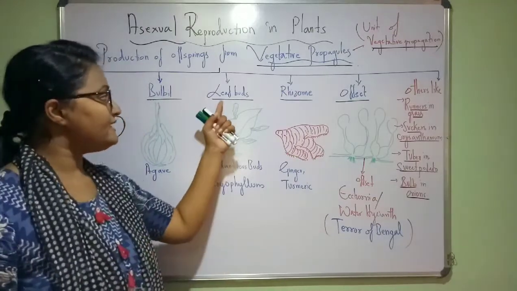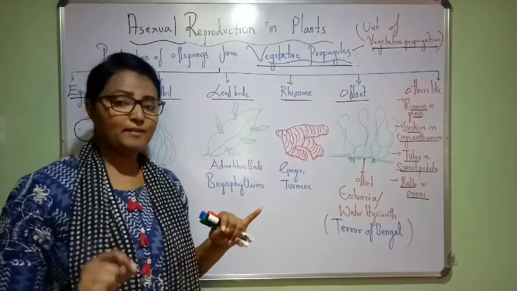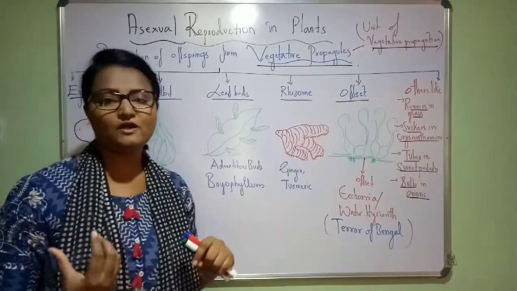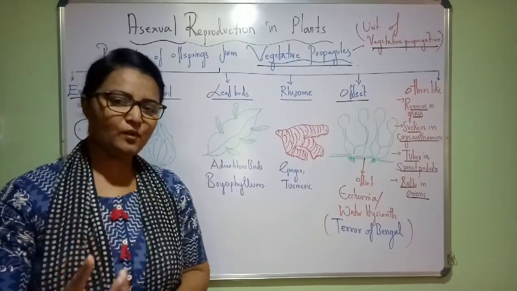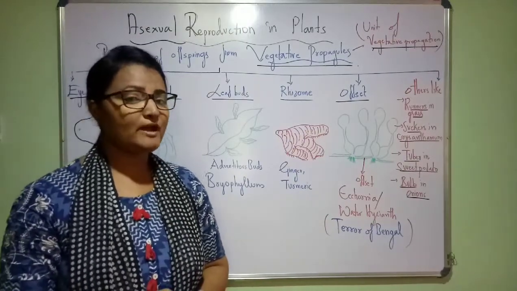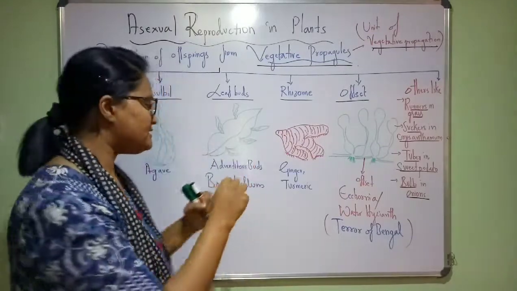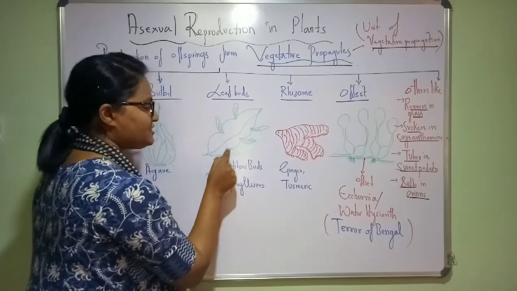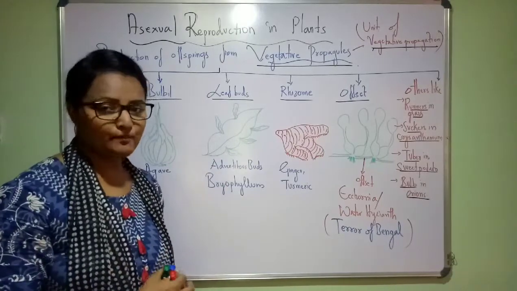Next is leaf buds, also called adventitious buds. These buds we can see in bryophyllum, which we call brahmakamala, with beautiful large white flowers which bloom only in the evening. In the margins of the leaves of bryophyllum, adventitious buds are formed, which will grow into a new plantlet.